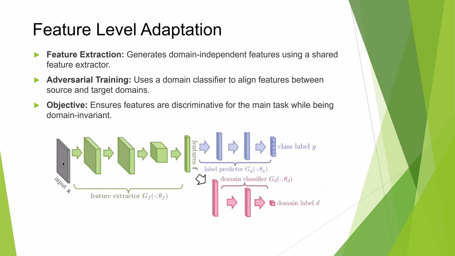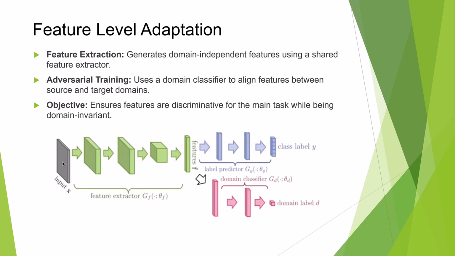This diagram illustrates how feature-level adaptation works. Think of training a model to recognize objects, but the images it sees during training are clear and high quality, while in the real world, they're blurry or dark. That's where feature-level adaptation helps. Here's how it works. The input images go through a feature extractor which finds important patterns like shapes and textures. These features then split in two paths.